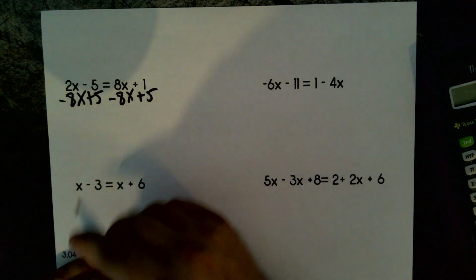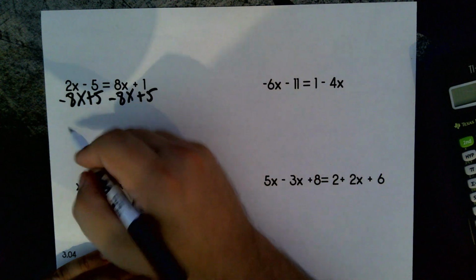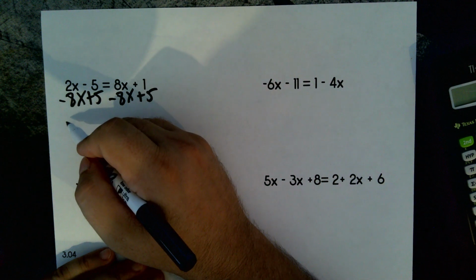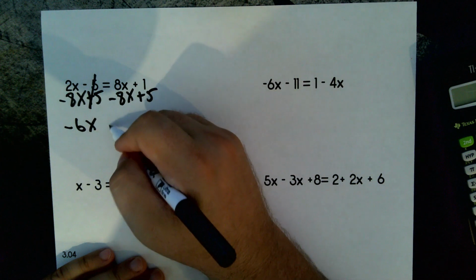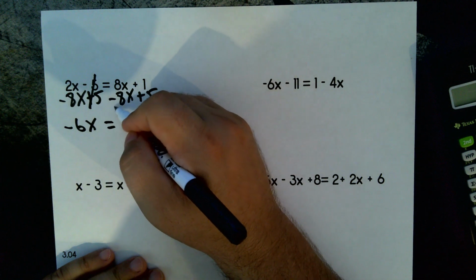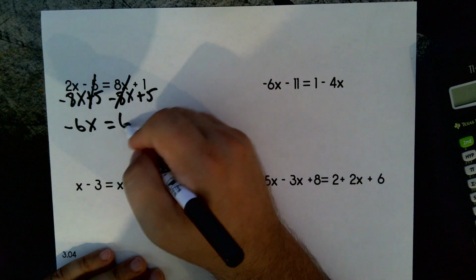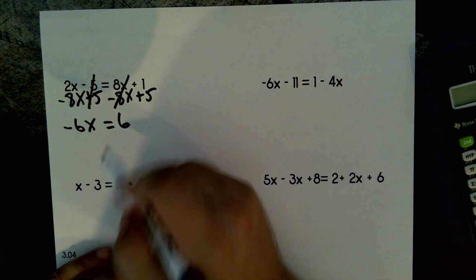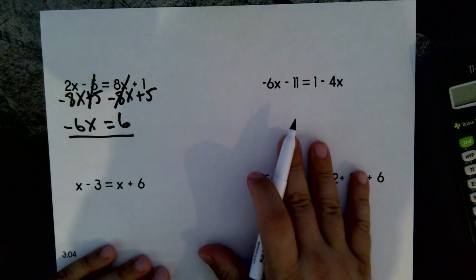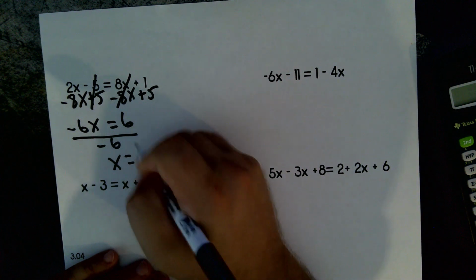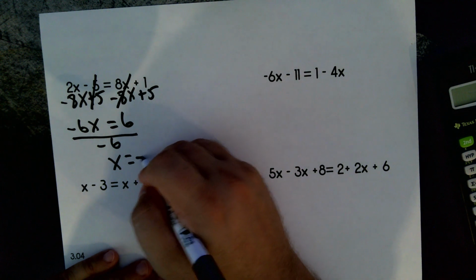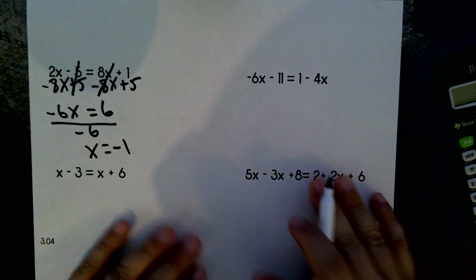Now we just simplify. 2 minus 8 is negative 6, so this is going to be negative 6x. Minus 5 plus 5 cancel. 8 minus 8 cancel, and 1 plus 5 is 6. Finally, to get x by itself, I need to unmultiply by negative 6, so that means divide by negative 6. 6 divided by negative 6 is negative 1.